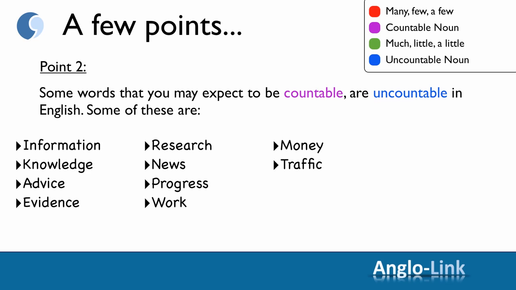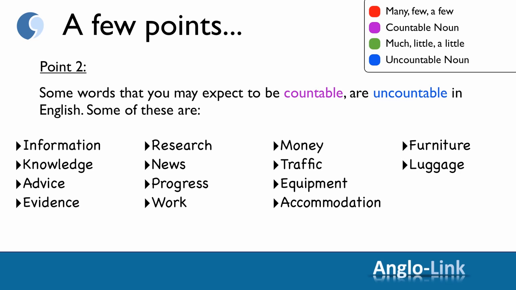money, traffic, equipment, accommodation, furniture, luggage, software, hardware. So, although in your own language you may be able to make these nouns into plural countable nouns, in English they are uncountable nouns and combine with much, little, and a little.